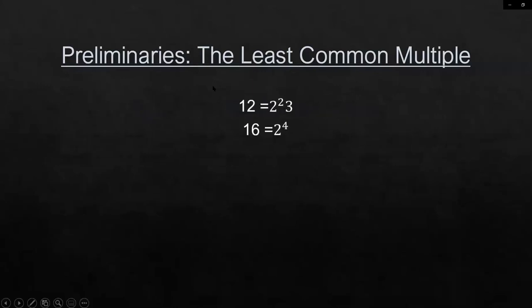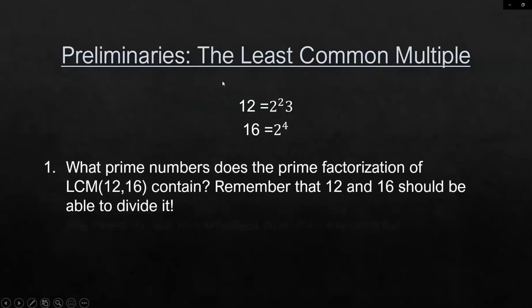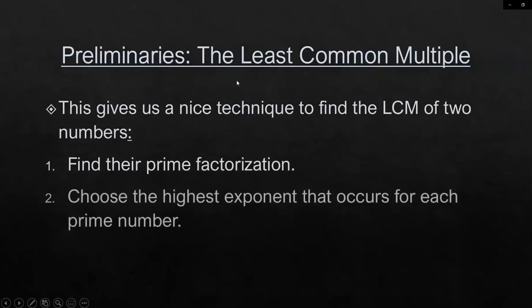And unfortunately, I don't have the time to go through all of this again. But the gist is that a nice technique to find the least common multiple would be to find the prime factorization of the numbers we are working with, and then we just choose the highest exponent that occurs for each prime number.